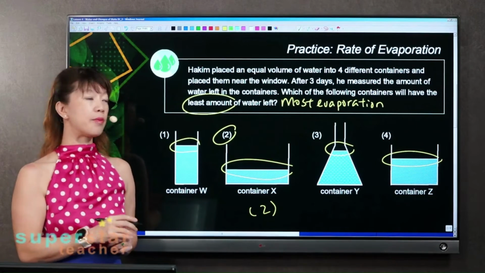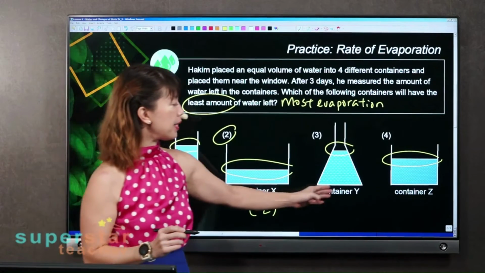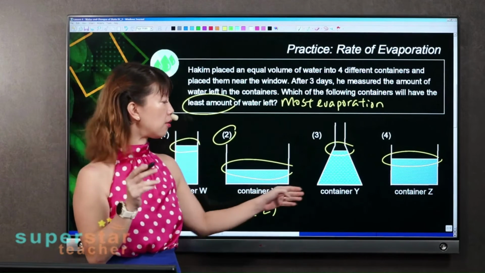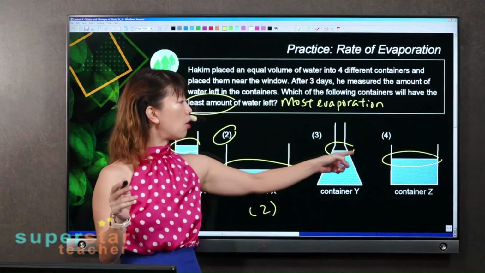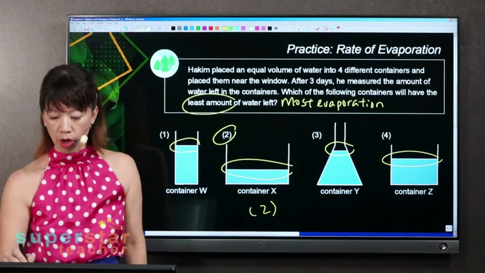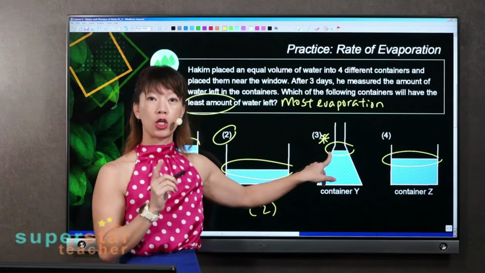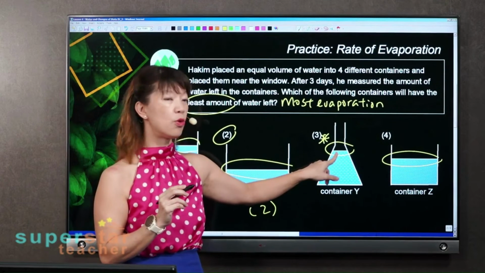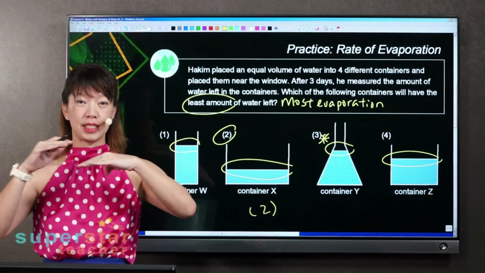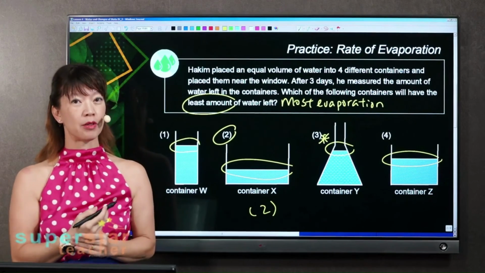Now, I just want to highlight something. Look at this container. It has a very weird shape. Okay, the bottom is very big, but the surface over here is very small. So do you take into account the bottom, which is very big, or the top, which is very small? Okay, you have to take note of the top because evaporation only occurs at the surface. Okay, so we need to look at the exposed surface area at the surface. That's the key point. Okay, so this is very small, so it actually will have the least amount of evaporation.